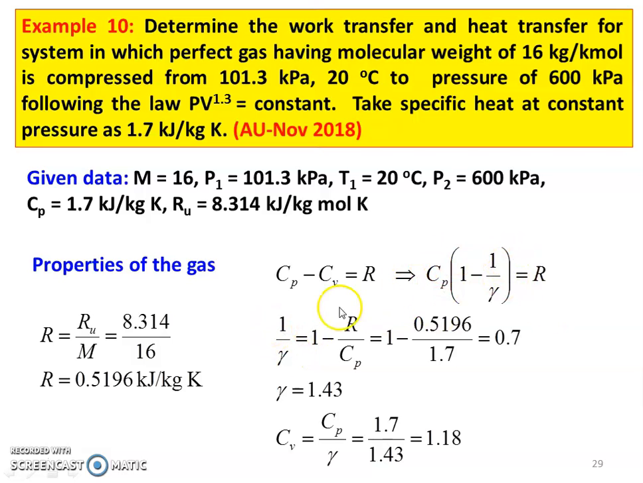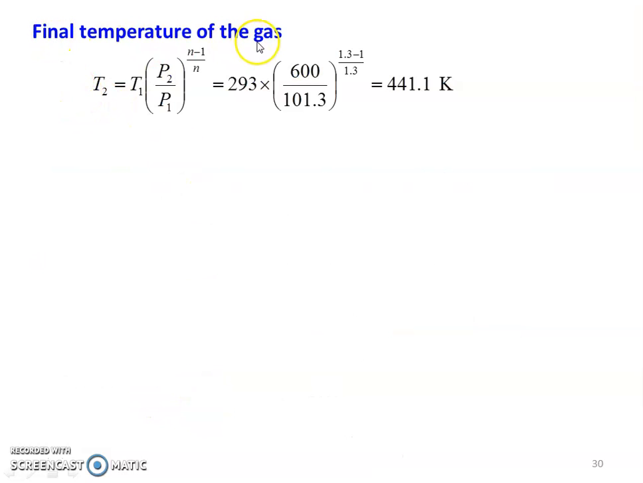In the equation rearrangement, 1 by gamma equal to 1 minus R by Cp. So this is 1 minus 0.5196 divided by Cp equal to 1.7, equal to 0.7. So gamma equal to 1.43. Then Cv equal to Cp by gamma, so Cv equal to 1.7 divided by 1.43 equal to 1.18. So Cp equal to 1.7, Cv equal to 1.18, gamma equal to 1.43, R equal to 0.5196 kilojoules per kilogram Kelvin. Now we have to calculate the final temperature of the gas.